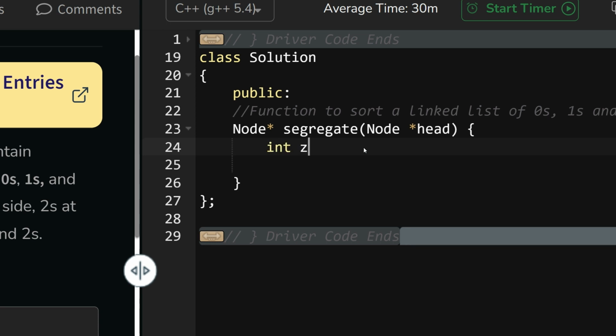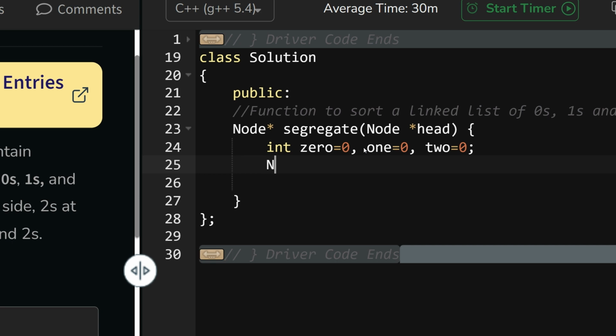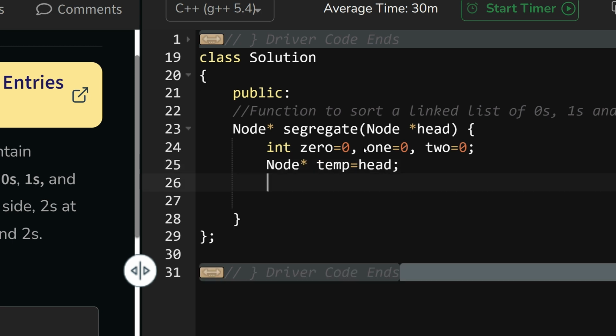Okay, so int 0 initialized to 0, 1 initialized to 0, and 2 initialized to 0, right? After that, I will create a temp for traversal and point it to head. The question is actually very simple. We have dealt with the difficult questions also, right?